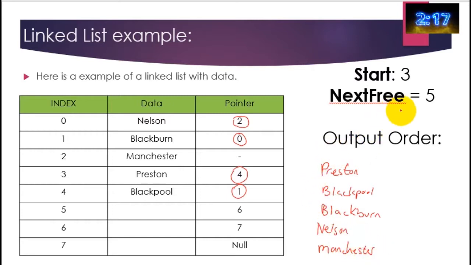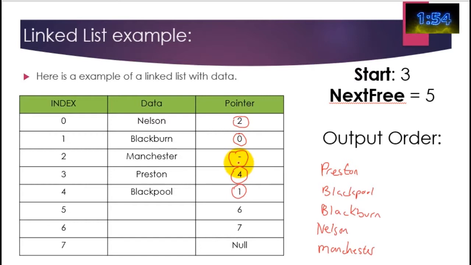Okay, now we started at 3 and then we followed the order. Now we didn't go down sequentially, we just simply looked at the node and then went to the index of that particular node. There's the output order: Preston, Blackpool, Blackburn, Nelson, and then Manchester. Now once you've been to Manchester, you'll notice that here is some kind of a token or indicator to say that the linked list has finished.